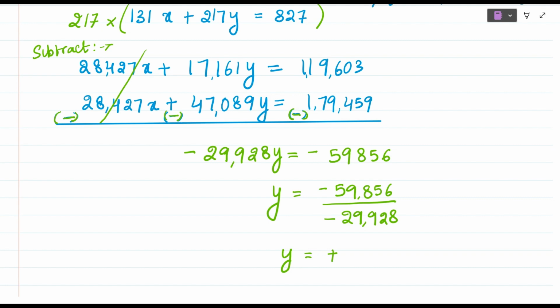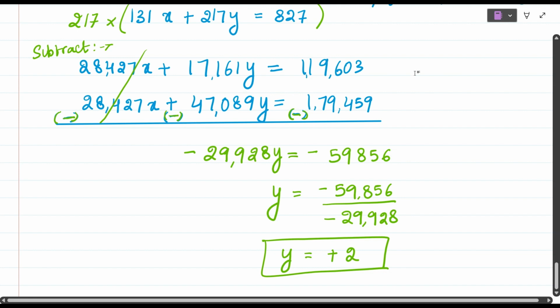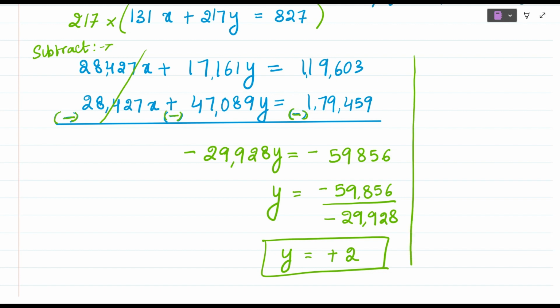29,928 into 2. Okay. So this gives 2 times. Therefore, the value of y is equal to 2. Did you understand, students? Now what we have to do? We have to apply the value of y in any of our given equations.